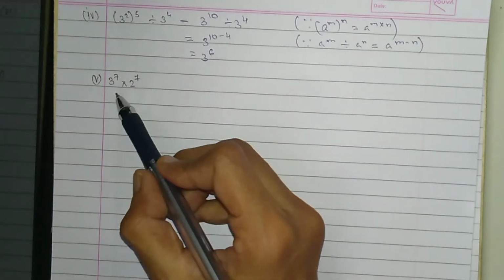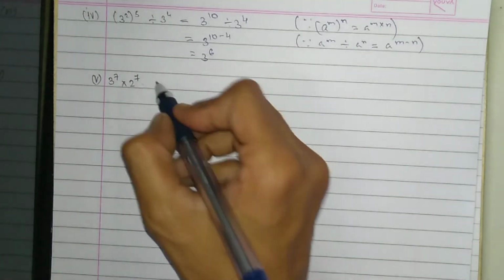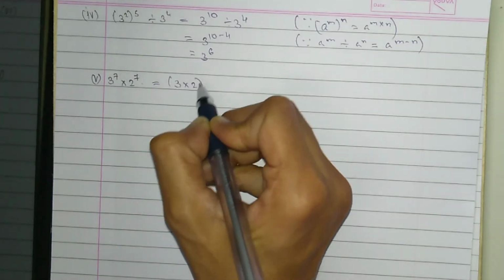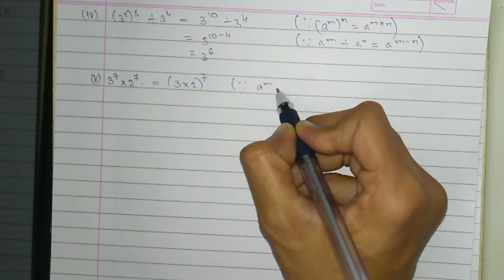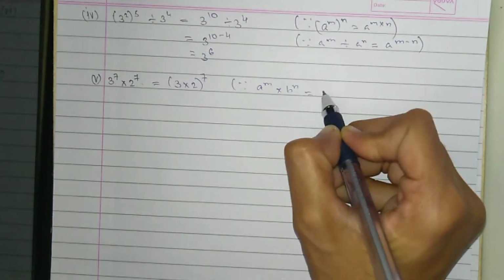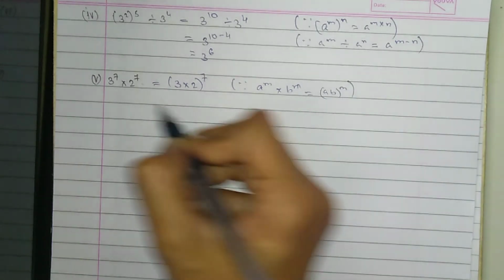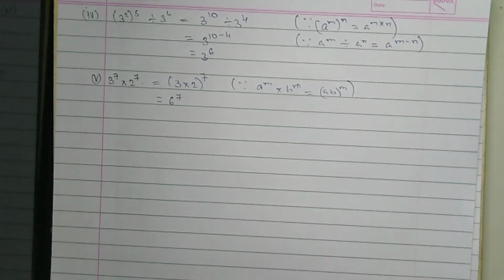Now see here bases are different but powers are same. So what can we write here? 3 into 2 whole raised to 7. The law is a raised to m into b raised to m, which is equal to ab raised to m. So 3 twos are 6 raised to 7 is the answer.